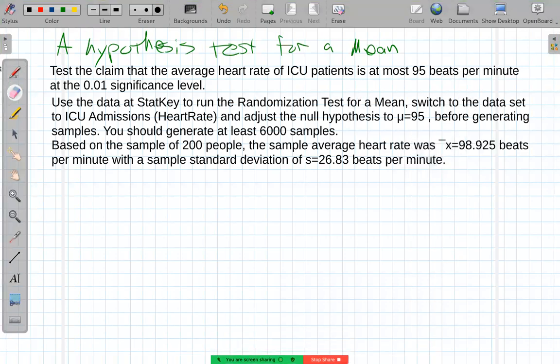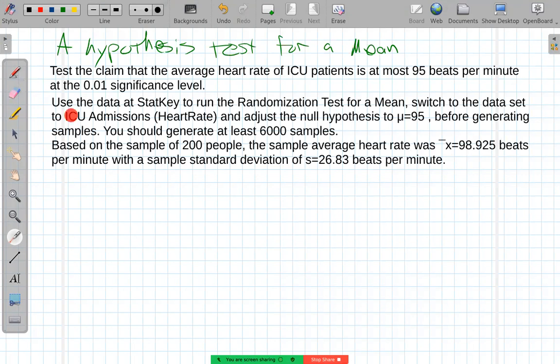So let's find a hypothesis test for a mean. We're going to test the claim that the average heart rate of ICU patients is at most 95 beats per minute at the 1% significance level. We're going to use StatKey data to run a randomization test for a mean.